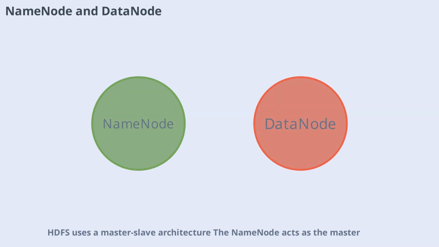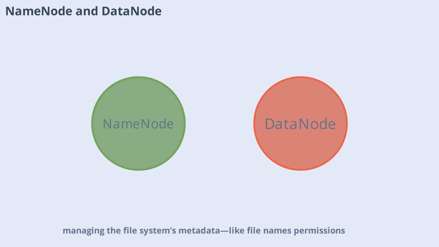HDFS uses a master-slave architecture. The name node acts as the master, managing the file system's metadata like file names, permissions, and block locations. Data nodes are the workers storing the actual data blocks. When you access a file, the name node tells you where the blocks are and the data nodes provide the data. This separation of duties keeps the system organized and efficient.